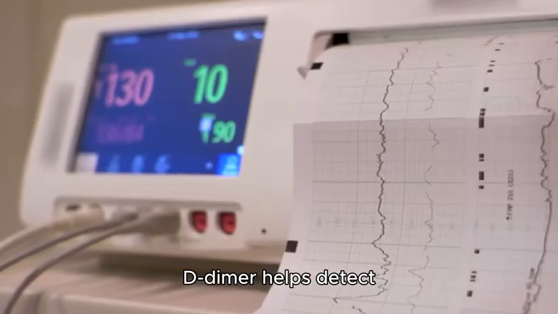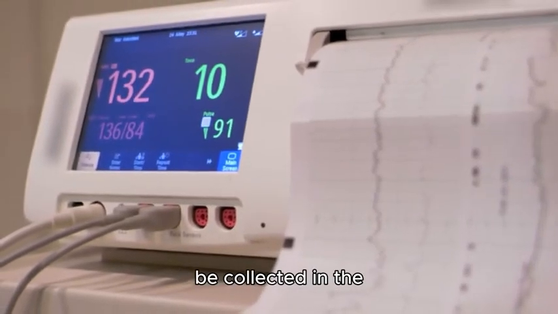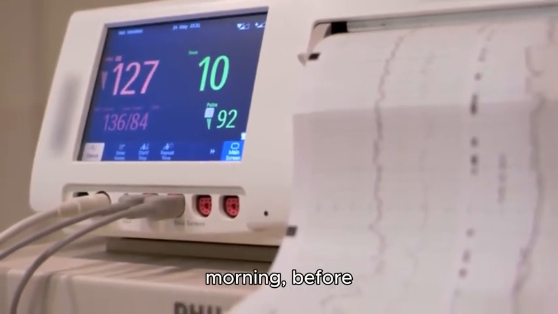Lab tests and diagnostics. CBC: low hemoglobin means less oxygen carrying capacity. ABGs: pay attention to pH, PaCO2, and PaO2. If PaO2 is under 50 or PaCO2 is over 50, that's an emergency. D-dimer helps detect pulmonary embolism. Sputum cultures should be collected in the morning, before breakfast.